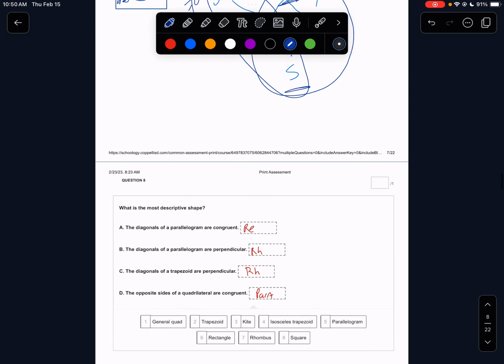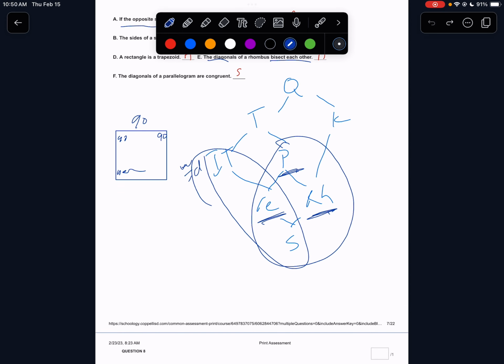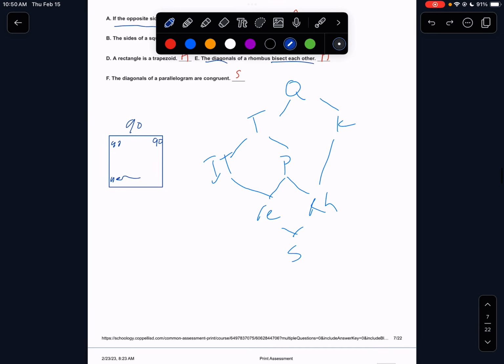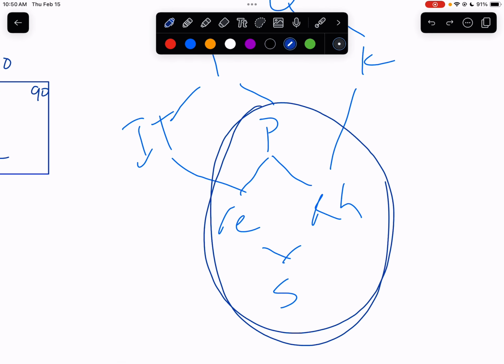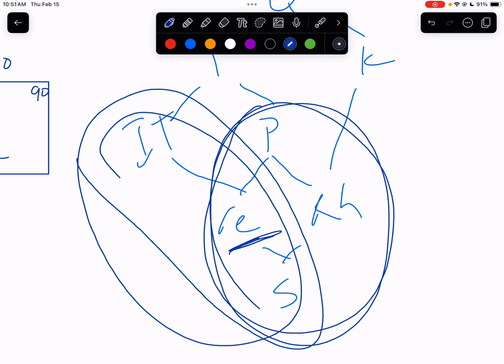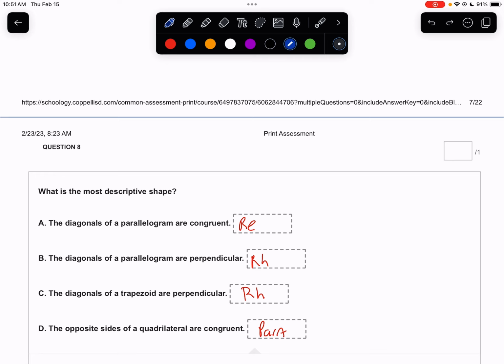What is the most descriptive shape? Well, we're going to use the same tree because I don't want to keep drawing it. The diagonals of a parallelogram are congruent. The moment I call it a parallelogram, you better give me one of those 4. The diagonals are congruent. The first time that happens is rectangle. A parallelogram with congruent diagonals, you must call a rectangle. What about the square? It could be a square. I know. And when I call it a rectangle, could it still be a square? Yes. But it must be a rectangle. I can draw rectangles that are not squares where this is true.